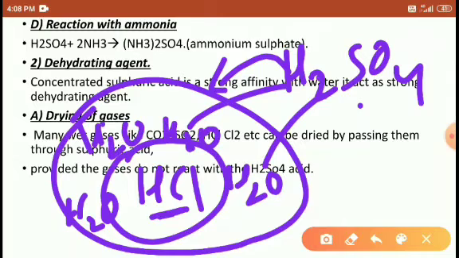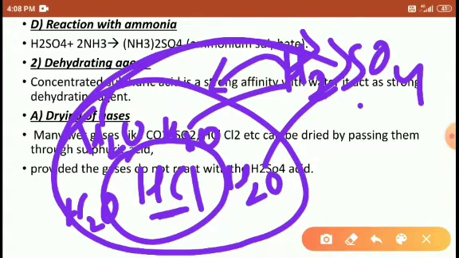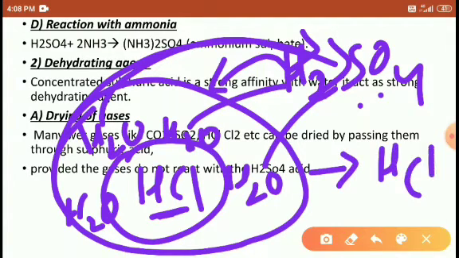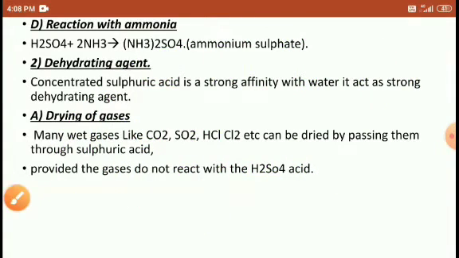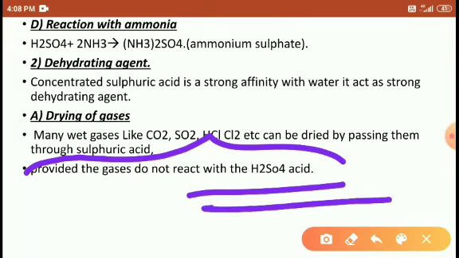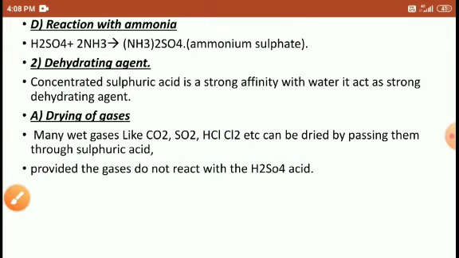Water molecules show more hydrogen bonding toward the H2SO4. So all the moisture will be attracted, leaving behind dry HCl. That's why the gas does not react with H2SO4. Right, students?